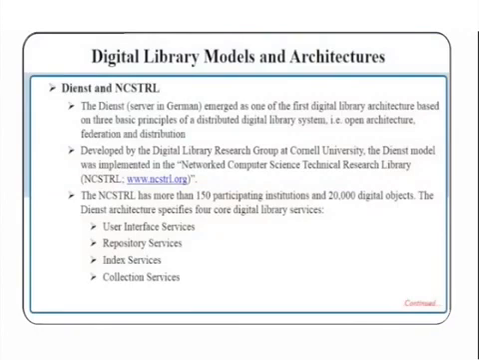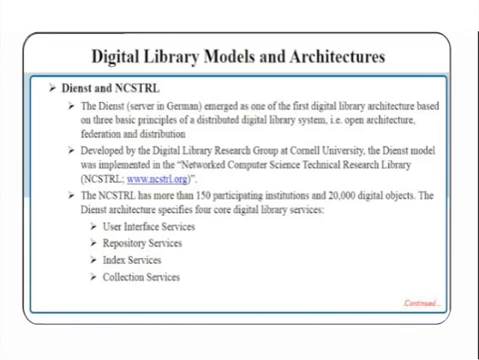The DIENST, which is the German word for server, emerged as one of the first digital library architectures based on three basic principles of distributed digital library systems: open architecture, federation, and distribution. It was developed by the Digital Library Research Group at Cornell University. The DIENST model was implemented in the Networked Computer Science Technical Research Library, NCSTRL, which is available at www.ncstrl.org. The NCSTRL has more than 150 participating institutes and 20,000 digital objects.